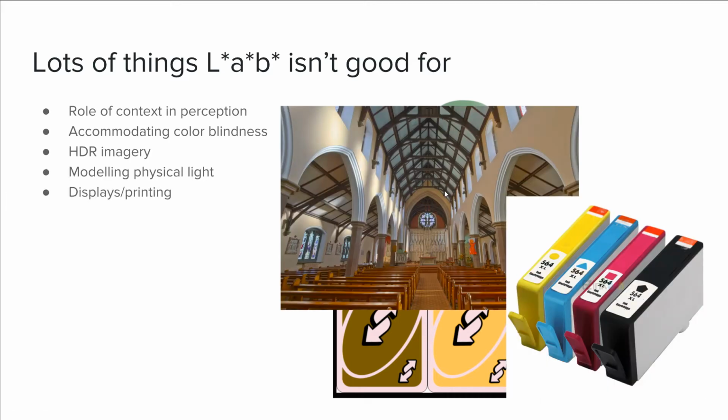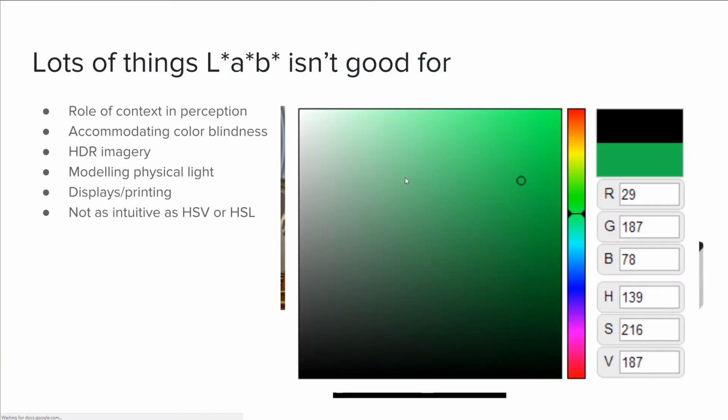Lab does not handle high dynamic range imagery. It does not directly relate to the voltages inside of your monitor. It does not directly relate to the amount of ink emitted by your printer. And it's also not as intuitive as hue, saturation, and value, although I do think it's more intuitive than people give it credit for. Also, there is a version of lab that mimics hue, saturation, and value. I haven't tried it.